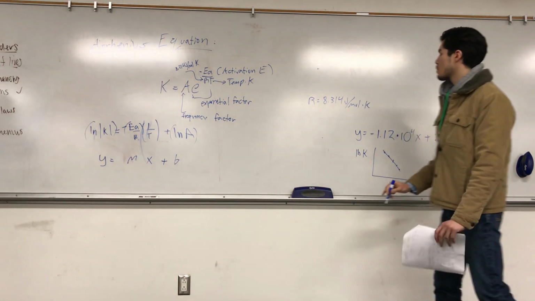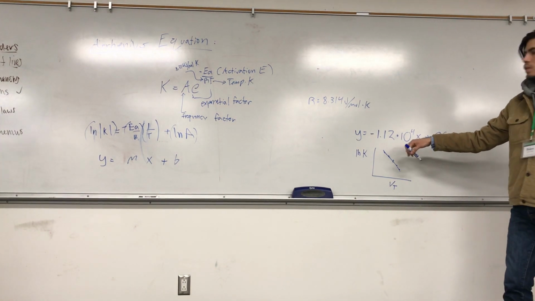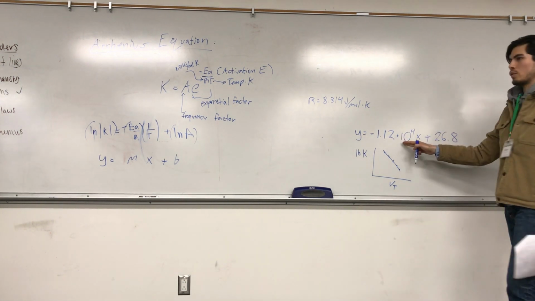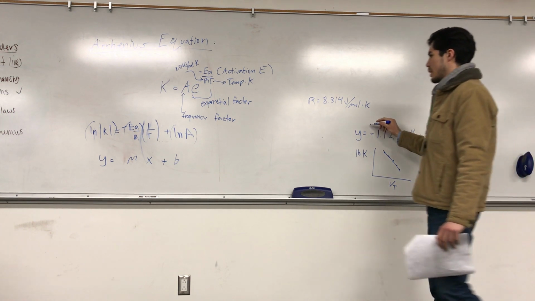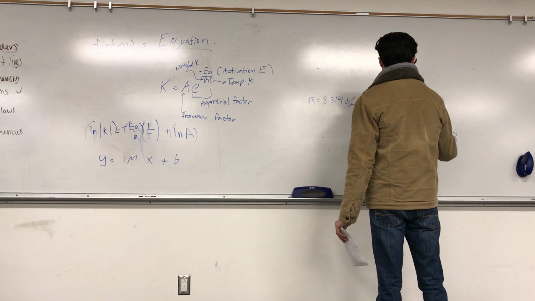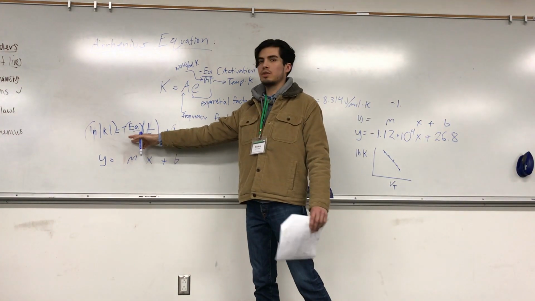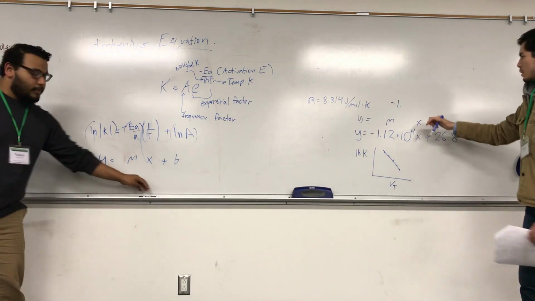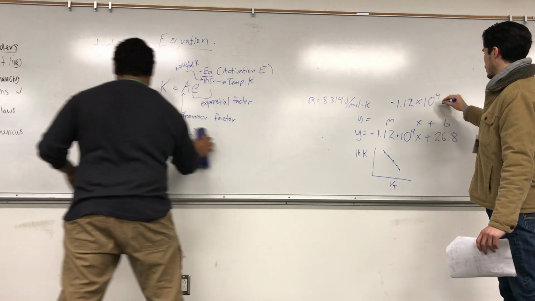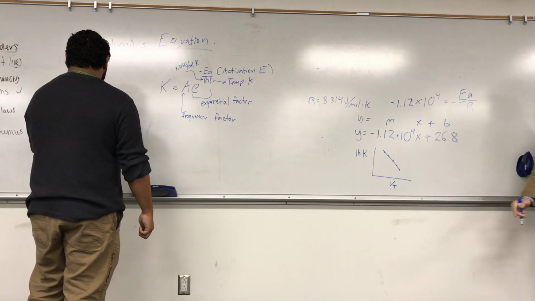So you begin with a graph like this, and then they give you an equation for it. So this is our slope, our negative 1.12 times 10 to the 4. This is our y equals mx plus b, and we said that m is negative activation energy over R. So we're going to make negative 1.12 times 10 to the 4 equal to negative activation energy over R. And we know what R is.